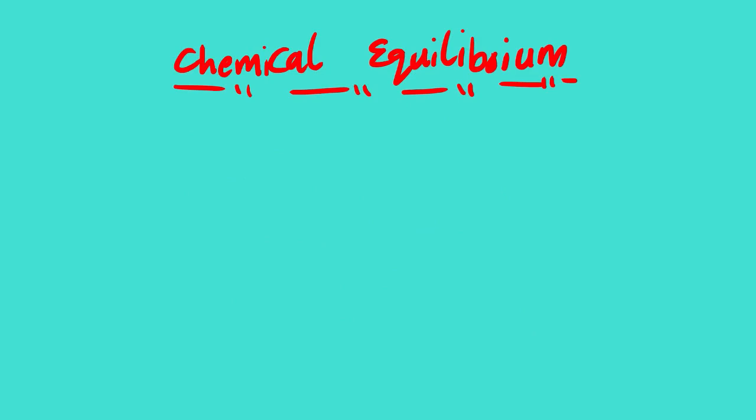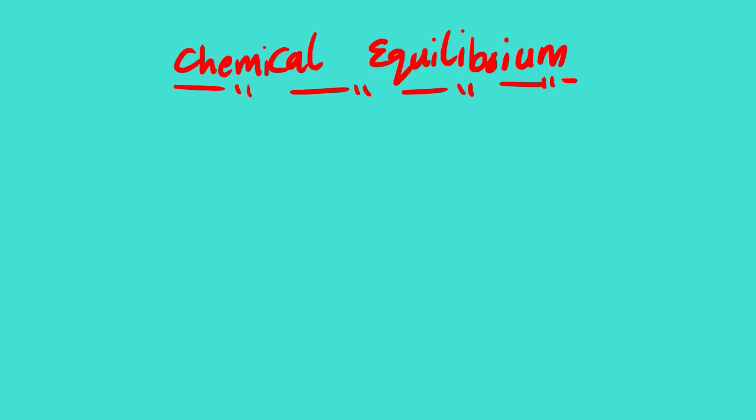Now let us talk about chemical equilibrium. What is the meaning of chemical equilibrium? Chemical equilibrium is dynamic when the rate of the forward reaction equals the rate of the reverse reaction. What do you mean by saying dynamic? A dynamic chemical equilibrium is established in a closed system where the forward and reverse reactions of the reversible reaction take place at the same time.